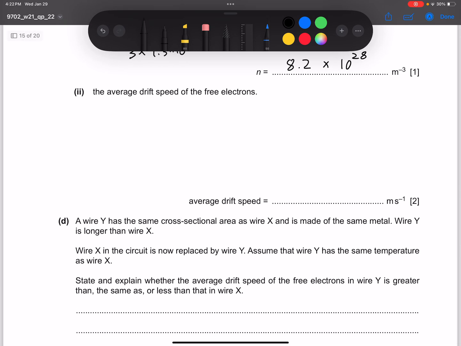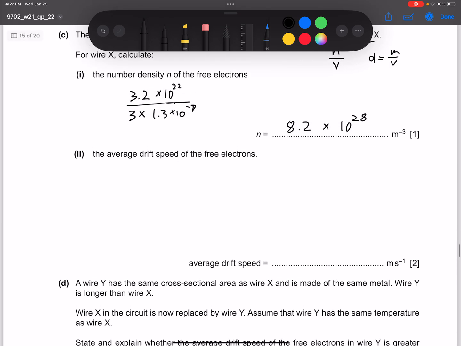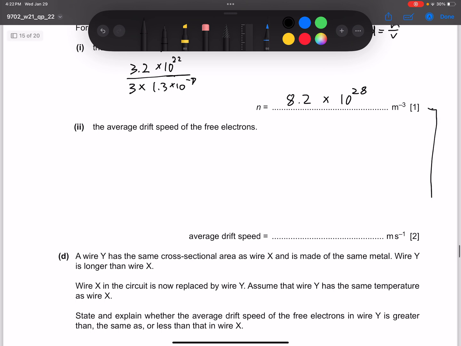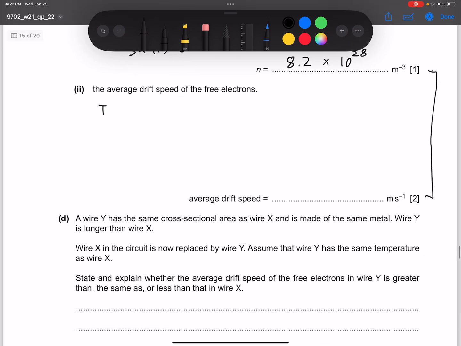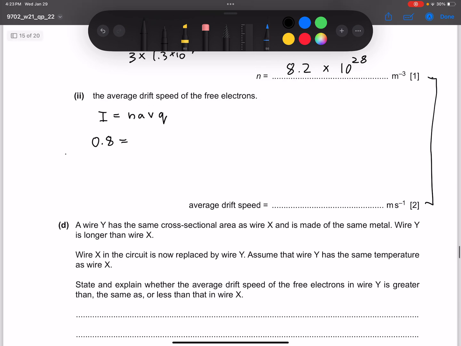Now, the average drift speed of the free electrons. So we have this, right? This is like a sub question, if you will. So I equals NAVQ. The current we know is 0.8 equals N, which we just found. Let's bring N to the denominator because we are making V the subject here.